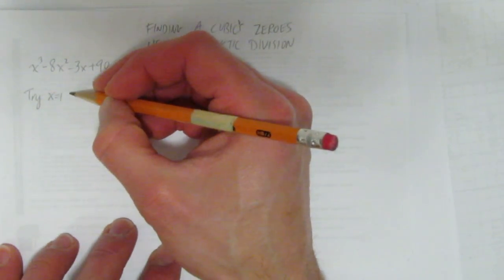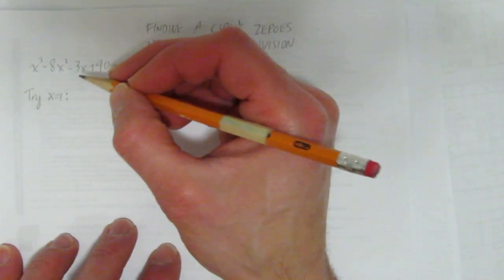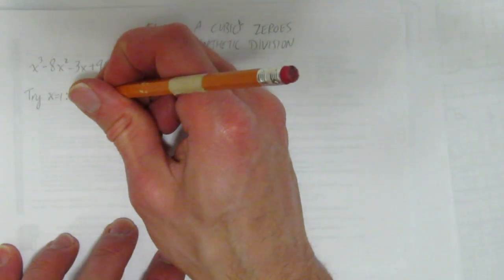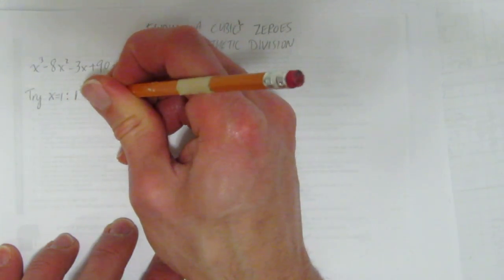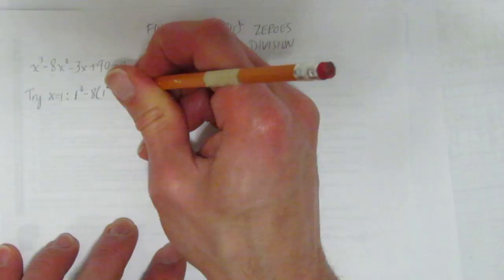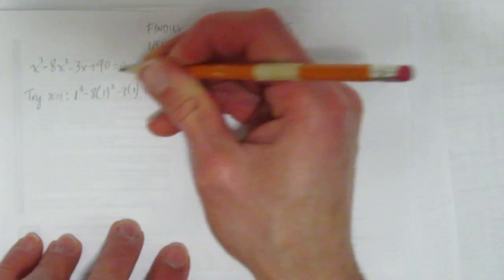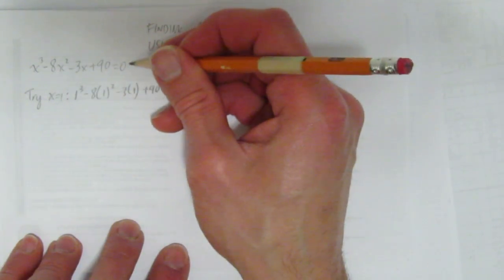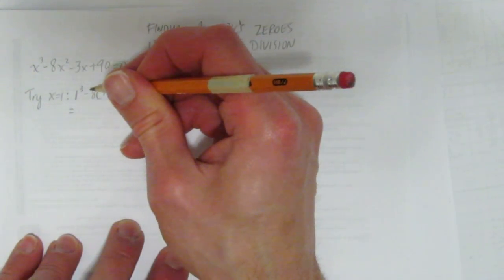So I write, try x equals 1. That's going to be my first try. Always try small integers. I would suggest 1, 2, 3 or negative 1, 2, 3. When you sub x equals 1 in here, I get 1 cubed minus 8 times 1 squared minus 3 times 1 plus 90. Notice I don't put equals 0, because I don't know yet what it's going to equal. I'm trying to make it equal 0, and I'm guessing at x equals 1, but I don't know.